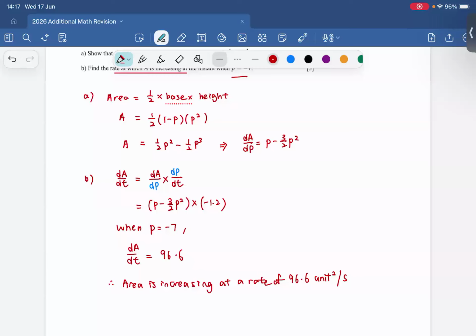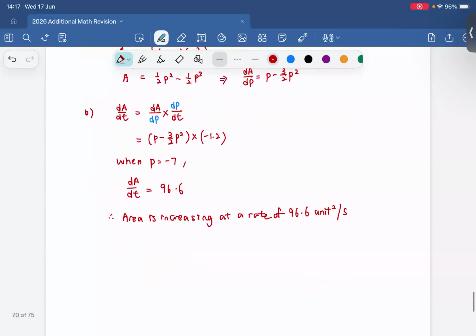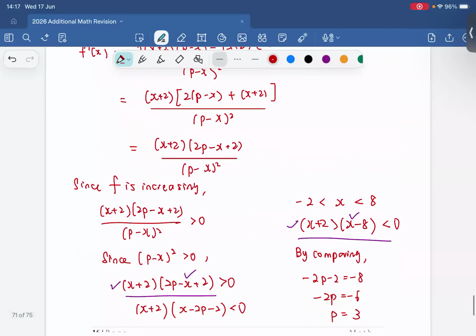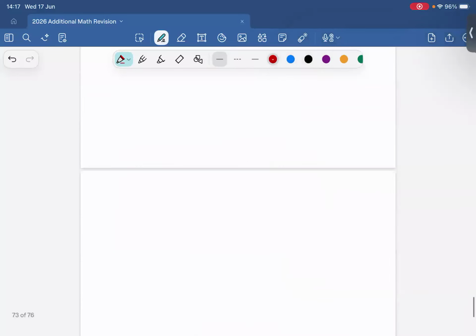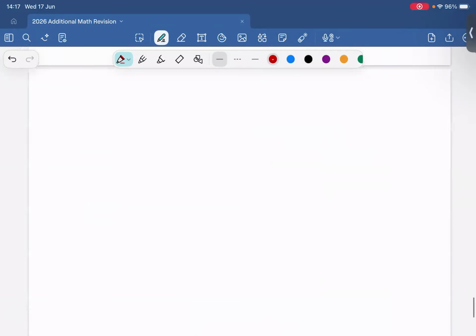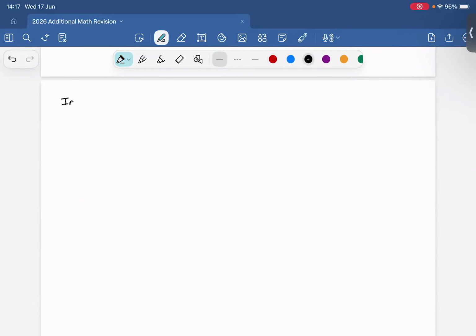Okay, next, I will start with your integration already. Today should end pretty early, because we only have a few things left to do. Okay, so just do a summary of your integration first. Let's start with the technical thing. So the first thing is definitely your standard polynomial ax to the power n. What you do, power increase by 1, divide by the new power, plus c. The condition for this is n cannot be -1. Because if n is -1, you add 1, it will become 0.